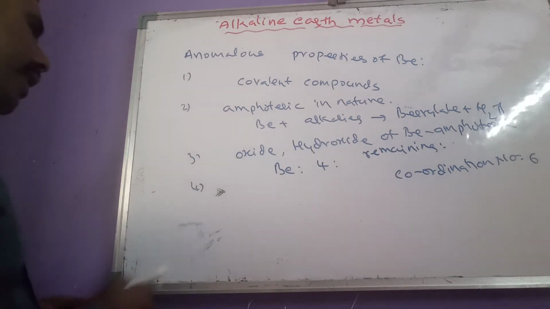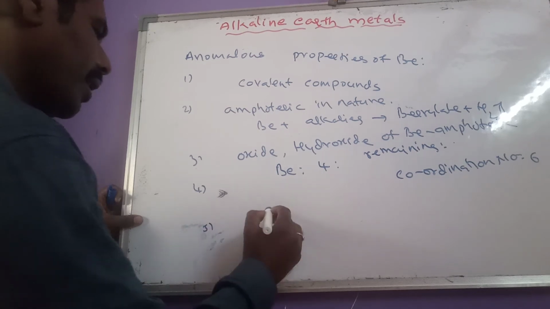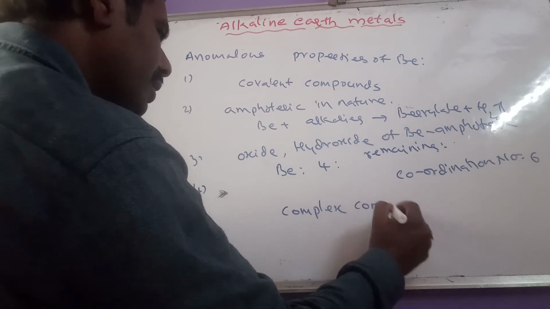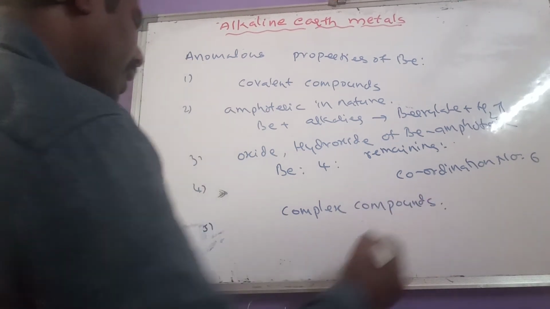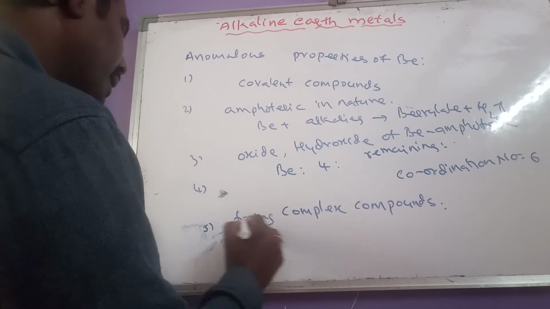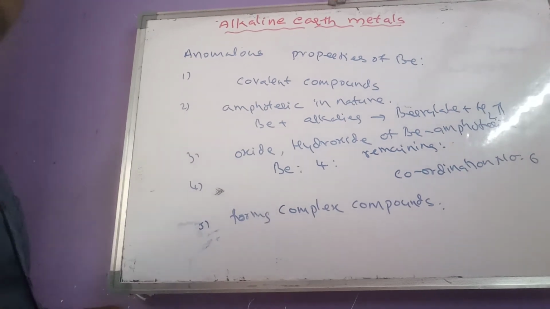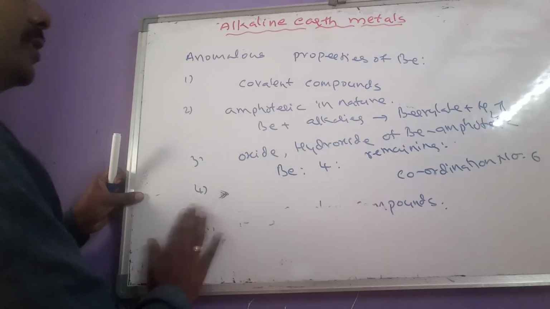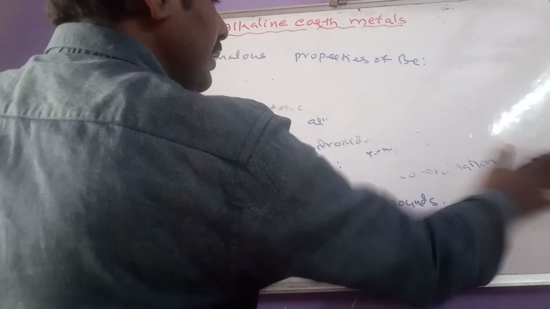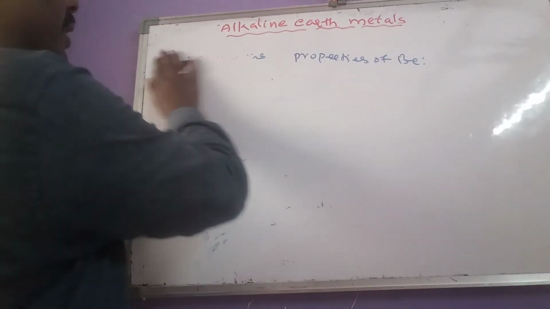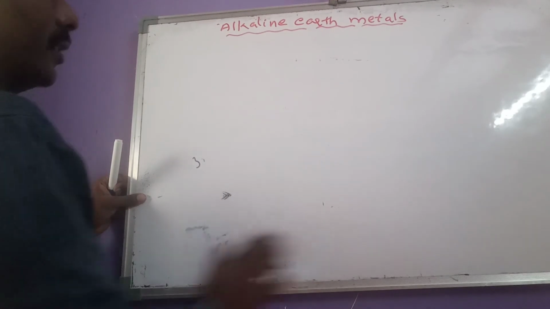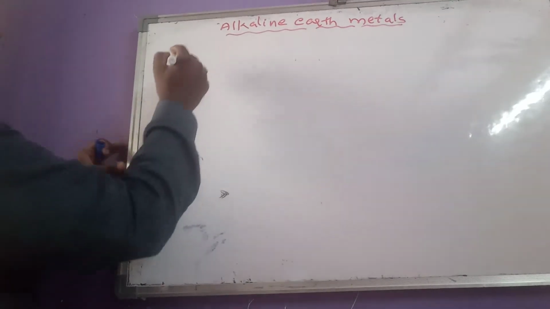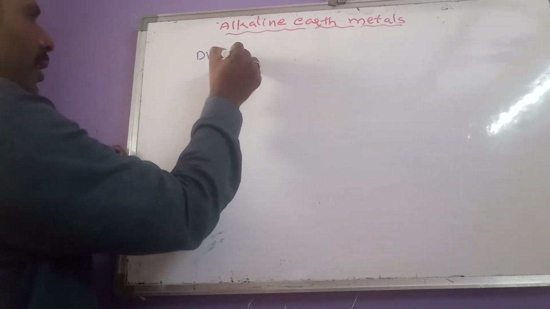And another one here, beryllium, due to smaller atomic size, forms complex compounds. But the remaining alkaline earth metals do not form such type of complex compounds. So these are the anomalous properties of beryllium. Then beryllium shows a diagonal relationship with aluminium.